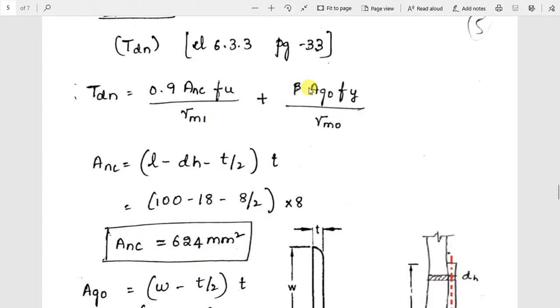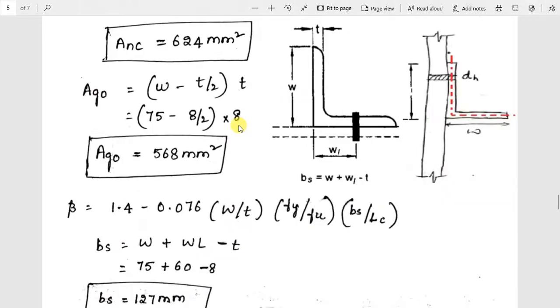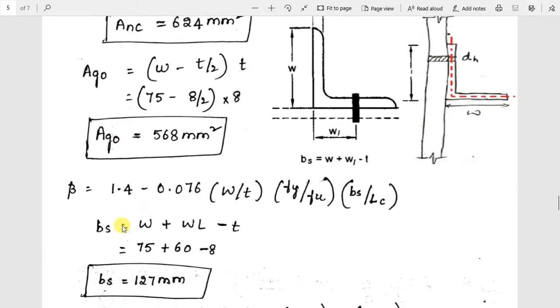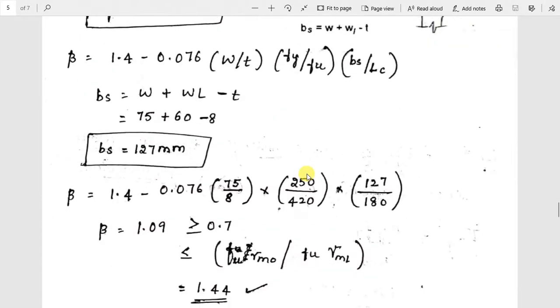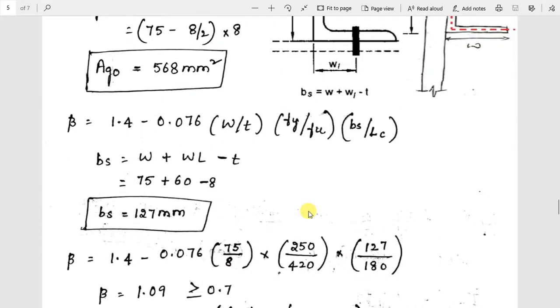The remaining is you have to calculate beta. This is also given in the same page of the code book, page 33. So here W is nothing but the length of outstand leg. It is 75. T is the thickness of angle leg, that is 8. Fy is always 250. Fu is 410. It is not 420. It is 410.